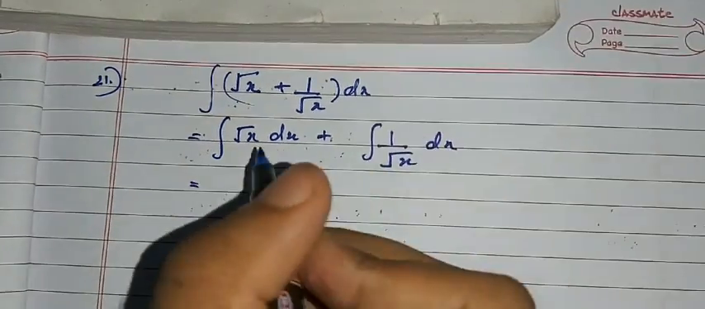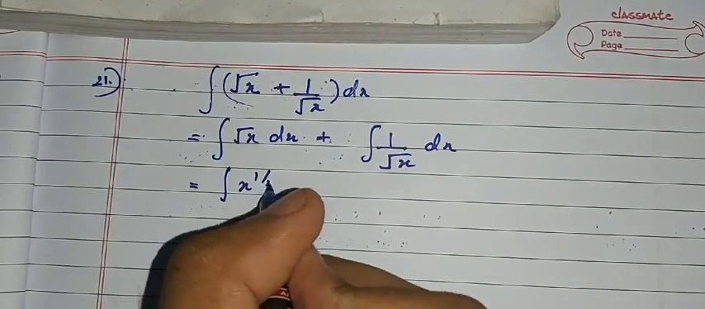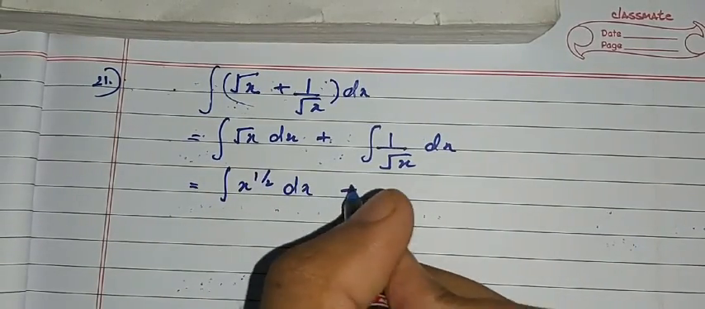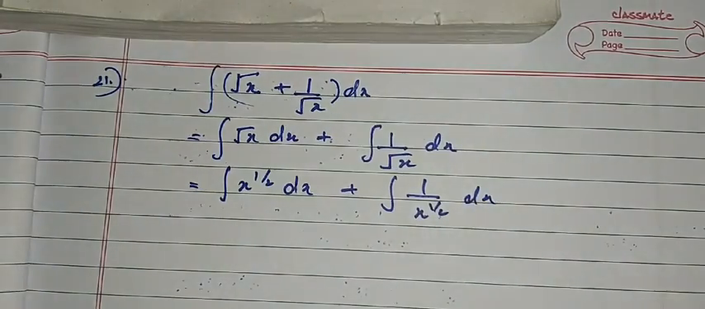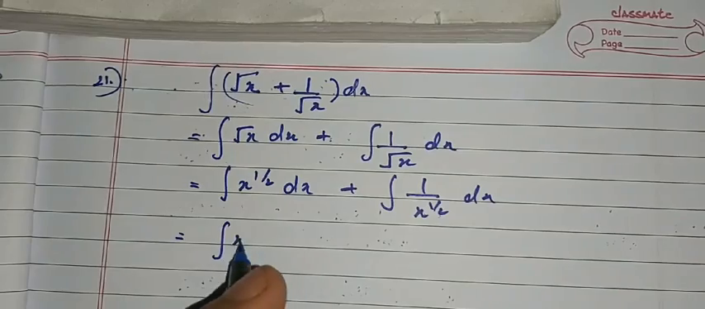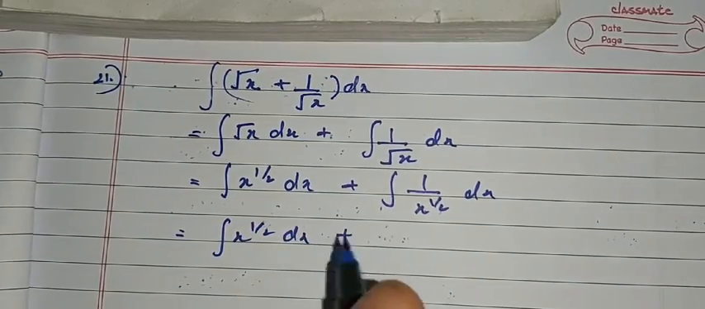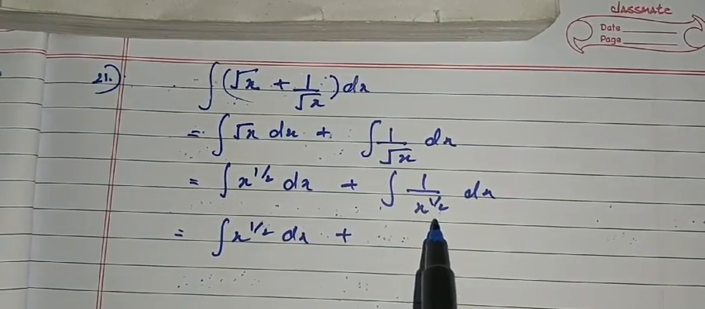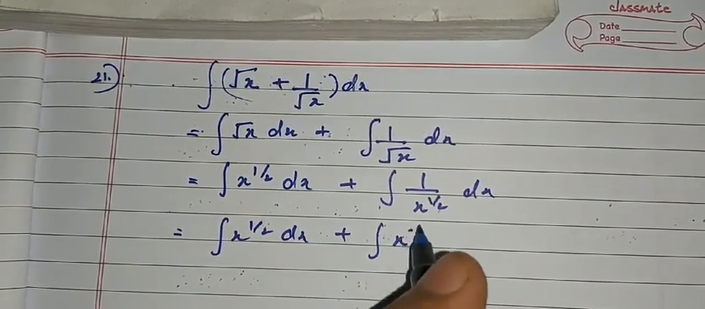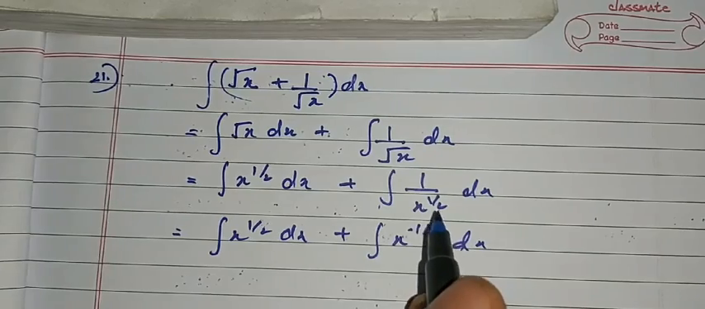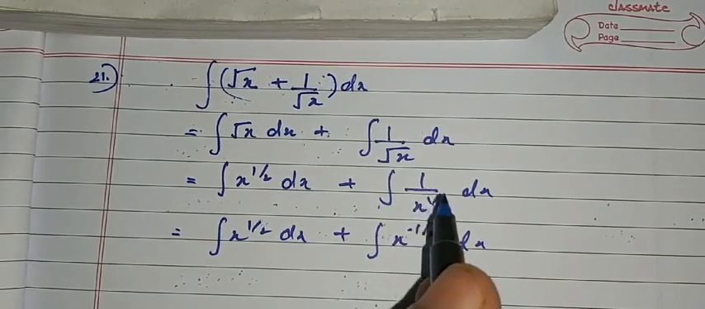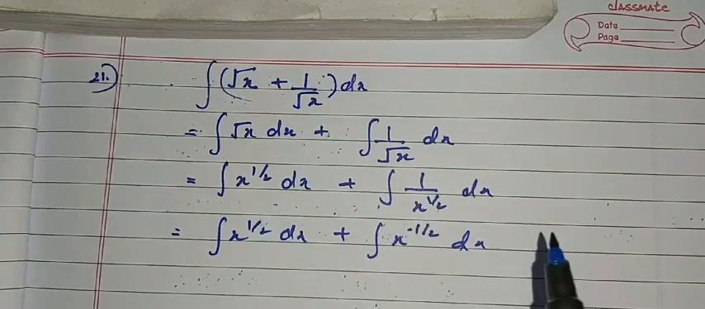What is root x, guys? Root x is x raised to 1 by 2 dx plus 1 by x raised to 1 by 2 dx. We can write it again. Here 1 by x raised to 1 by 2 can be written as x raised to minus 1 by 2 dx, because it is in the denominator. When we bring it into the numerator, we add a minus sign to the power.